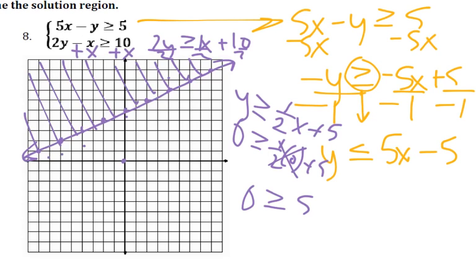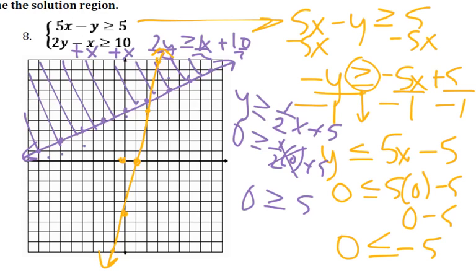Now we graph the next one. Start at -5. Going up 5 to the right one. Down 5 to the left one. Draw our solid line. Pick our test point 0, 0. 0 for y, 0 for x. 0 minus 5 is -5. Is 0 less than or equal to -5? Nope. So we shade over here. So where they overlap, right here, is our answer.